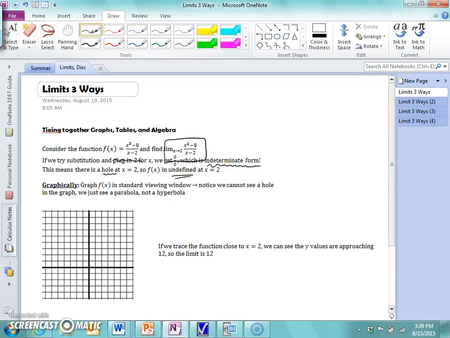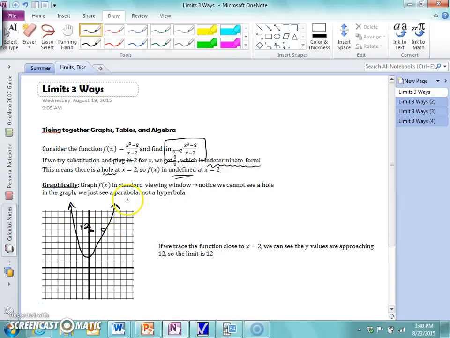We know that the limit looks like it's approaching 12. Right now, I'm going to just go ahead and tell you it is 12, just so you can actually graph it. We're going to make that a little more accurate in just a second here. So this is just a sketch. It doesn't have to be perfect. And it looks something like that.